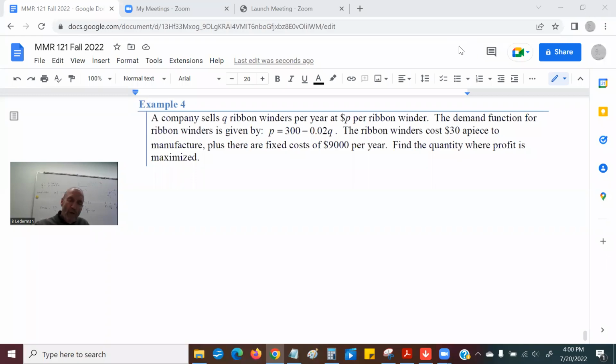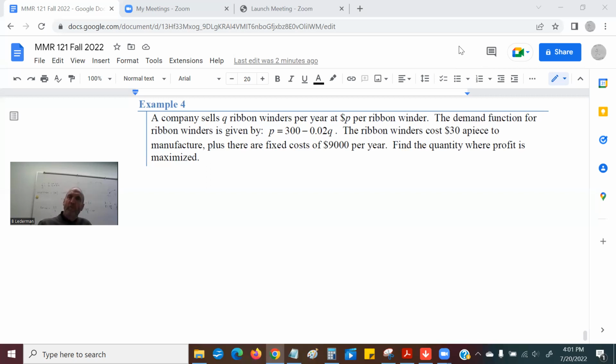Hello, everybody. We are going to continue rolling right along with another applied optimization problem from section 2.9. And here we go. A company sells Q ribbon winders per year at P dollars per ribbon winder. By the way, I make no pretense of having any idea what a ribbon winder is. Anyway, the demand function for ribbon winders is given by P equals 300 minus 0.02 Q.